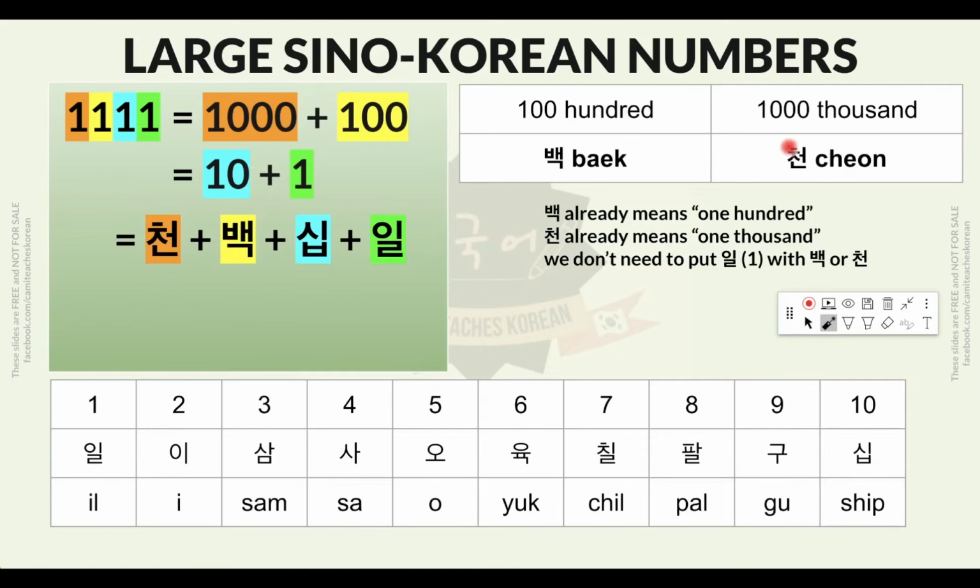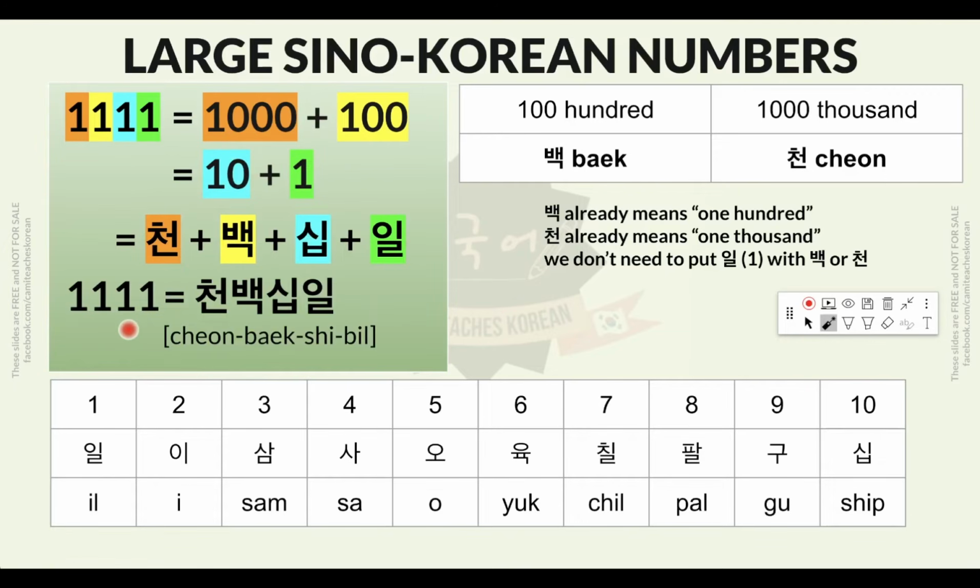So, chon. Yan. 1,000 naman po ito. We don't need to put the il. Ang 100, ganyan din. Hindi kailangan lagyan ng il pag 100 lang. So, bek. Ship for 10, il for 1. So, 1,111 po ay chon, bek, shibil. Chon, bek, shibil. So, resyllabification. Akyat lang po siya dyan. Chon, bek, shibil for 1,111.